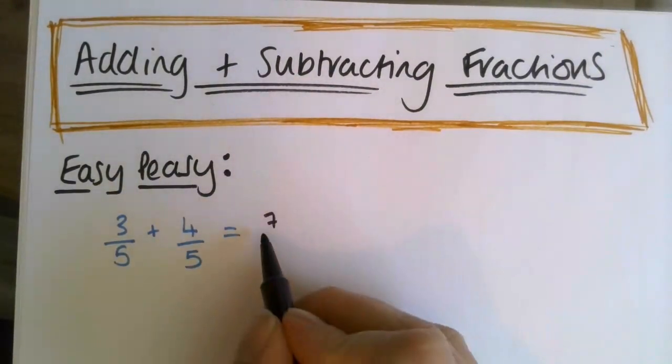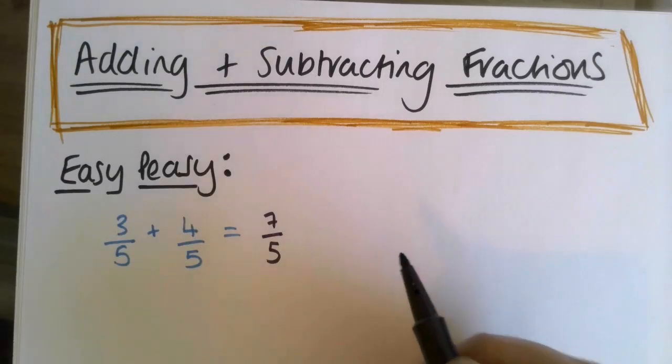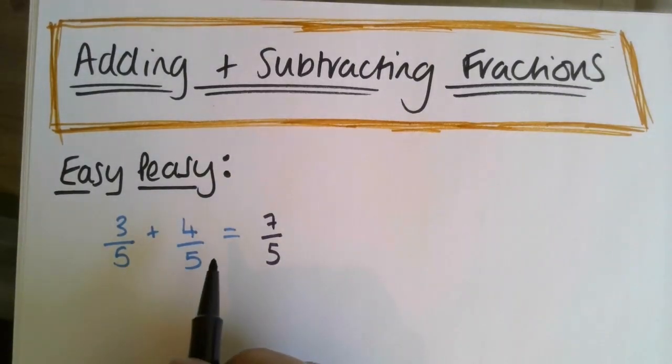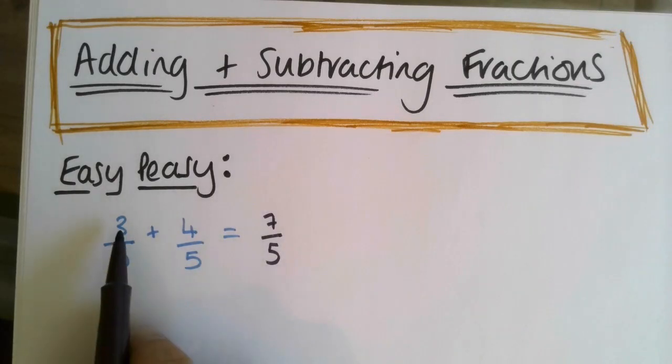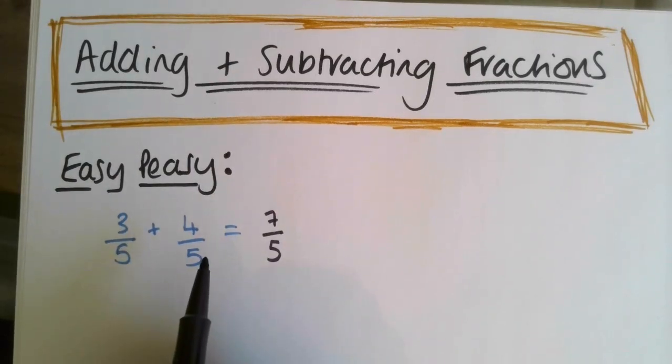And what are those things? They are fifths. Okay, because a very common mistake is that people will add these two together to get 10 on the bottom line, which would be wrong. Okay, so 3/5 plus 4/5, we've got 7/5 all together.